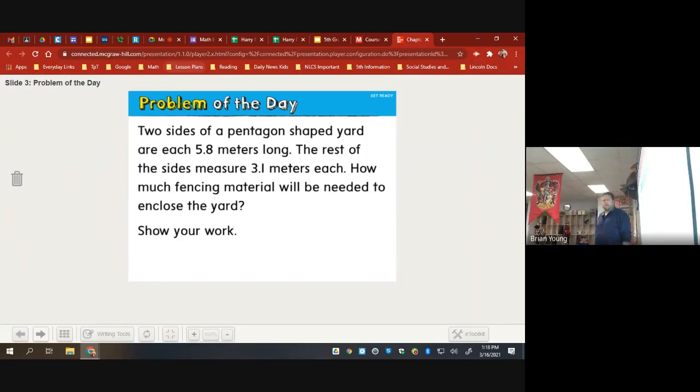So two sides of a pentagon-shaped yard are each 5 8/10 meters long. The rest of the sides measure 3 1 meters each. How much fencing material will be needed to enclose the yard? So whenever I say how much fencing, because you guys spent almost a whole week doing area and perimeter.